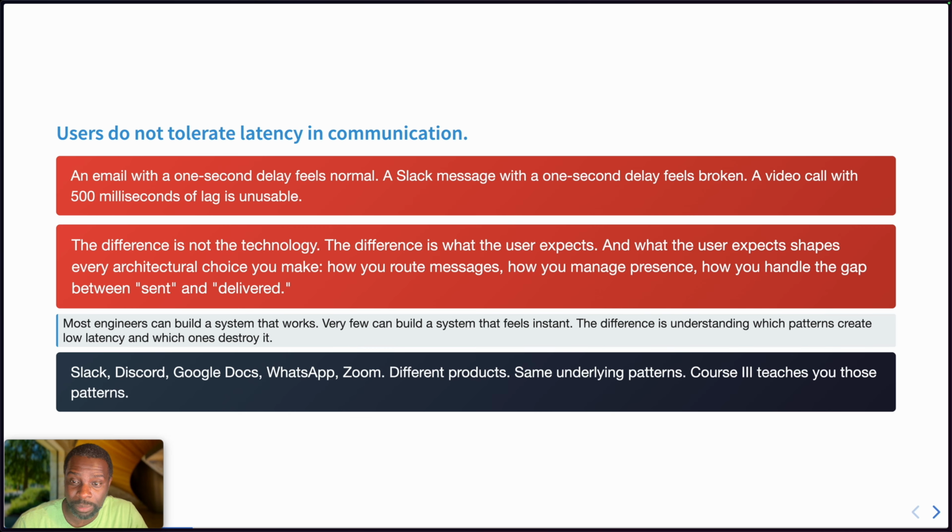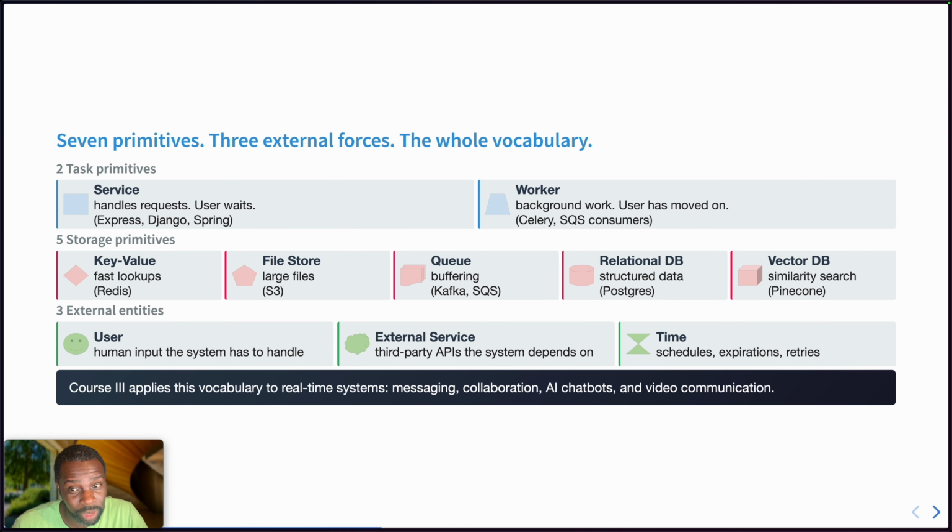Whether you are building messaging, collaboration tools, AI chatbots, or video conferencing, the same patterns keep appearing. Course 3 teaches you those patterns. Same vocabulary, 7 building blocks, 3 external entities. Course 3 does not reteach these. What Course 3 does is show you how these blocks behave under a latency constraint.